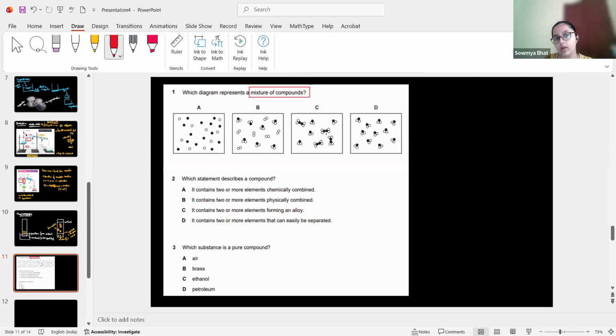Why? No, it's not D. It's not a mixture. It is made up of the same substances. It should be B. It should be of different compounds. So what describes a compound is two or more elements physically combined, and I think brass is a pure compound.